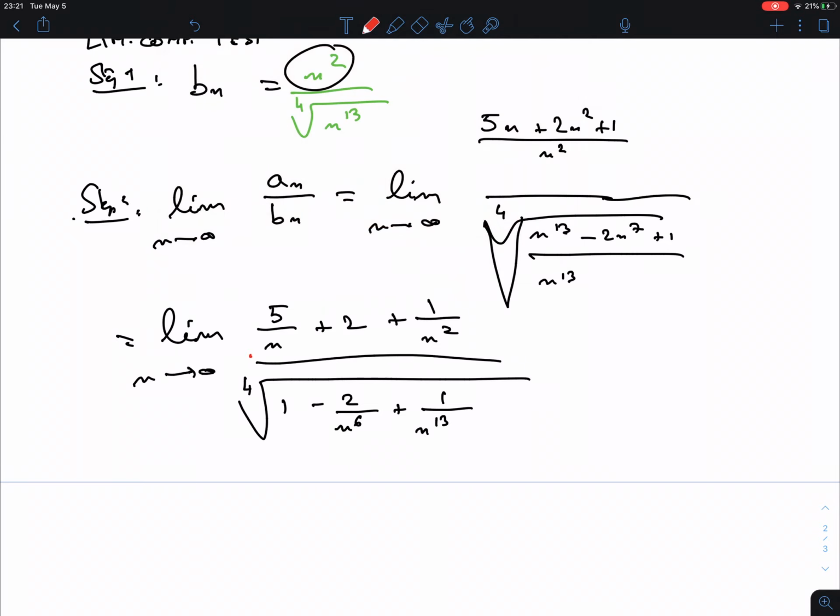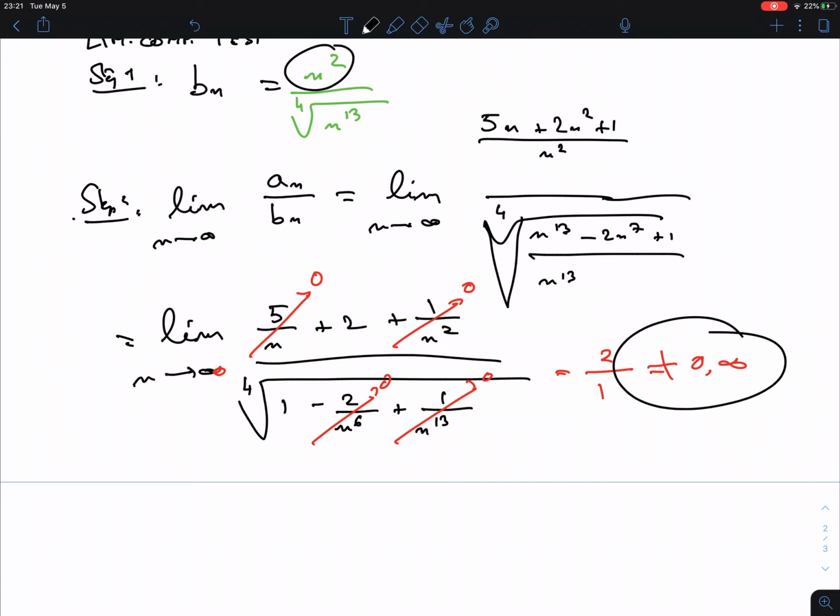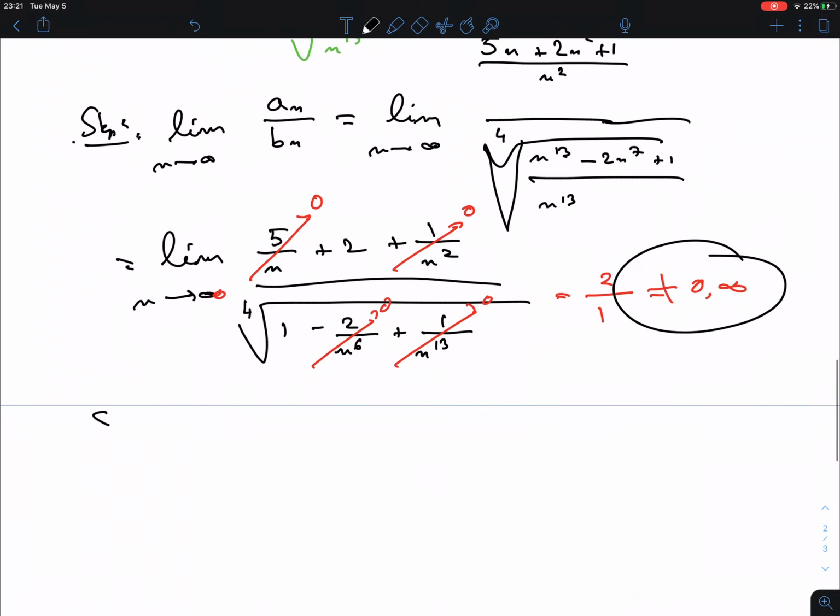Since n goes to infinity, that's a 0, that's a 0, that's a 0 if I plug in infinity. So I'm left with 2 over 1. And the only thing, as we said, is that it should not be 0 nor infinity. But this doesn't mean convergent. No, what we need to do now is take a closer look at Bn.